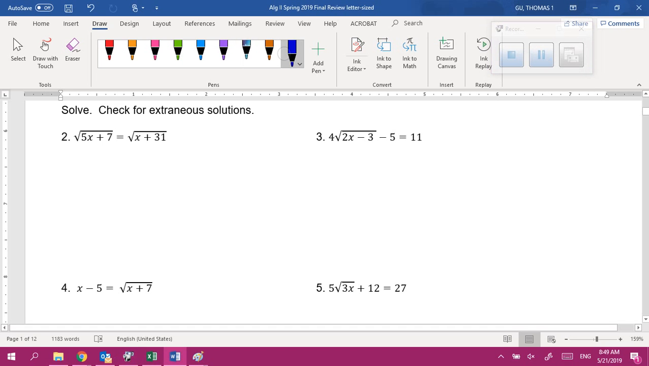Question 2, this is solving. Okay, so some of you guys may have forgotten how to do the solving. So in question 2, I can see that both of my expressions are under the square root sign. If they're both under the square root sign, what do you think I can do? Square. Yeah, you can square both. Okay, so you can square both sides.